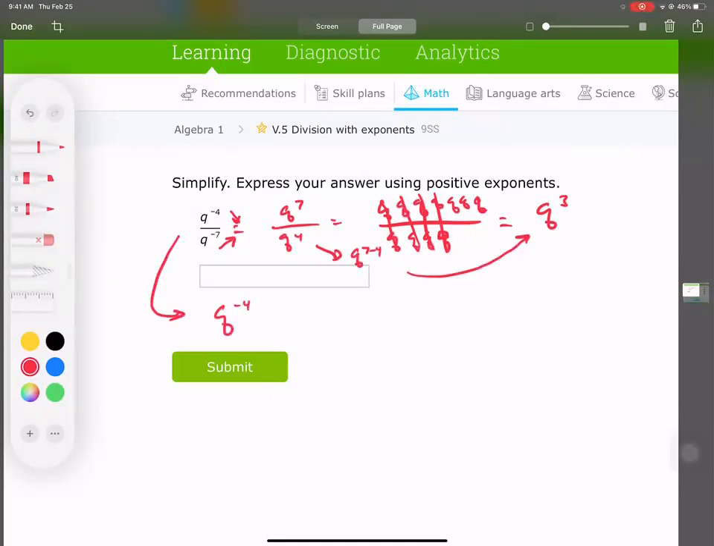We could actually have done it back here. Q to the negative 4 minus negative 7. Negative negative is a positive. Q negative 4 plus 7. Negative 4 plus 7 is positive 3. There's all these different ways to get to that same answer. We can spin them so they're positive and then start canceling them out. We could just take it as it is and just subtract our exponents. Leaving me 3 positive, and that means they're on top. If it's negative, that means it will still have been on the bottom.